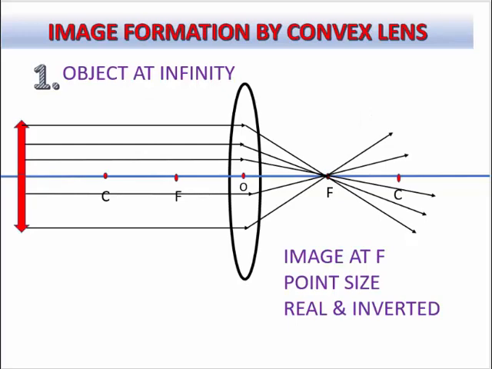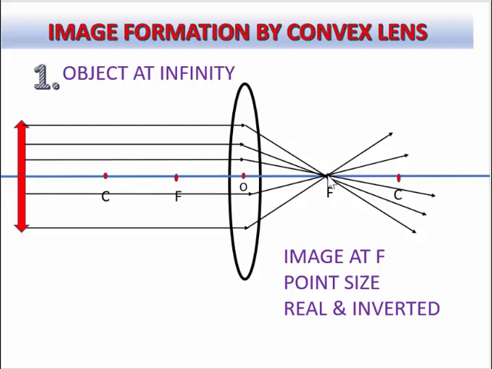Now let's discuss the image formation by the convex lens. When the object is placed at infinity, then all the rays that will be emitted by the object will always go parallel to each other, and they will also be parallel to the principal axis. Now after refraction, because these rays were initially parallel to the principal axis, they will be passing through the focus. That means they will all be passing through one common point, which is focus.